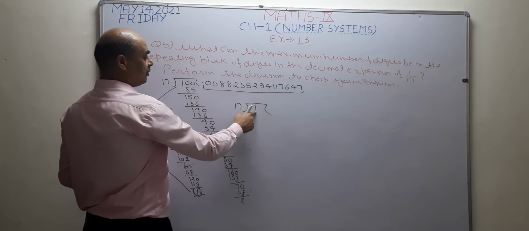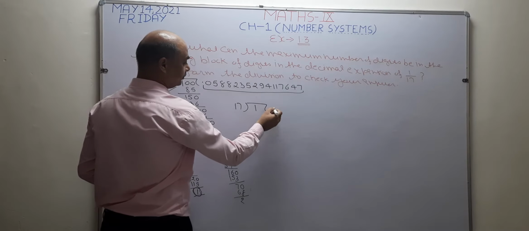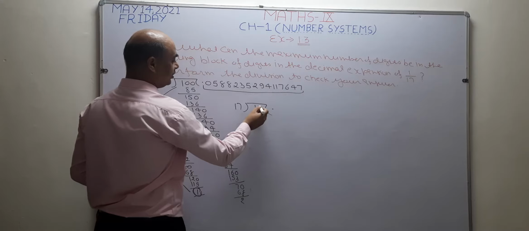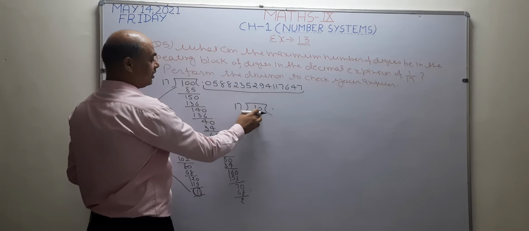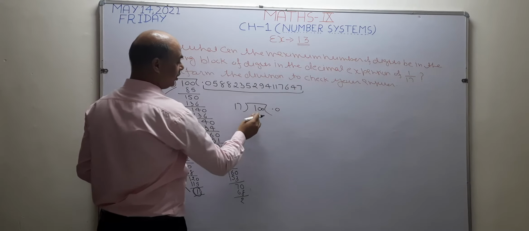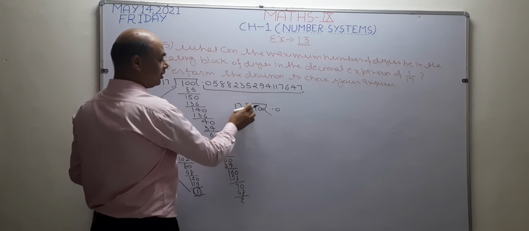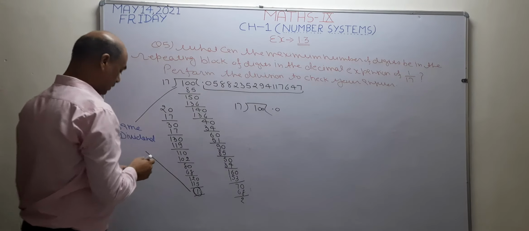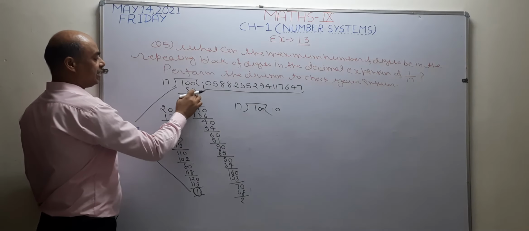Since this number is less than the divisor, I take a decimal here. After taking the decimal, a 0 is allowed to take. Since again this number is less than 17, I put 0 here and 0 here. Now this number becomes 100, which is divisible by 17. Now the question starts from here. When I divide 100 by 17, 17 5s are 85. 100 minus 85 is 15.